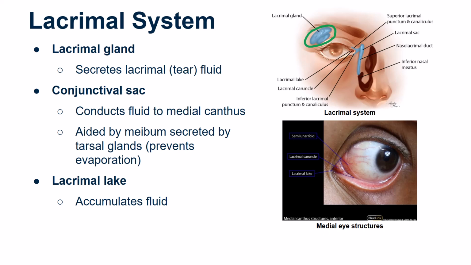It secretes lacrimal fluid, better known colloquially as tears, and this fluid is conducted across the surface of the eye within the conjunctival sac toward the medial canthus, which is that region of the eye. This is a process which is aided by meibum, which are the oily secretions of the tarsal or meibomian glands. This helps to prevent the evaporation of the lacrimal fluid or tears on the surface of the eye.